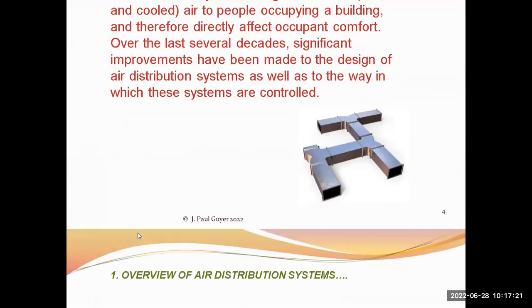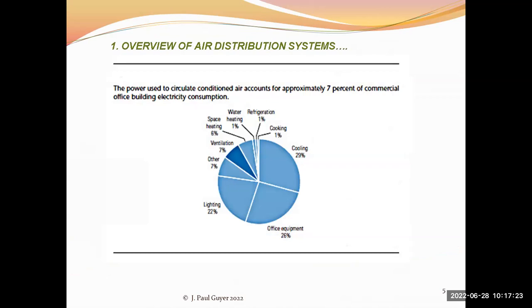Now, how big an energy consumer is the air moving system? Is basically the fan and the ductwork and the discharge mechanisms, whatever they might be.